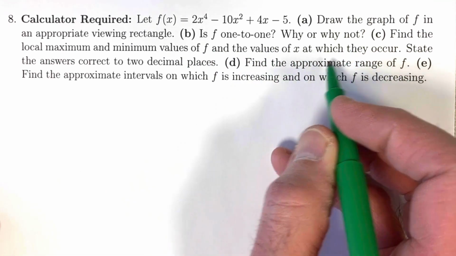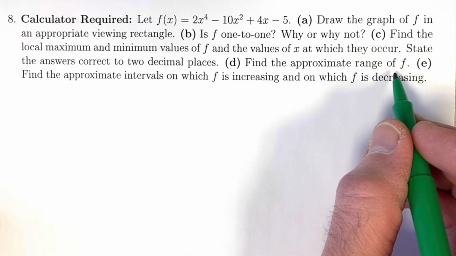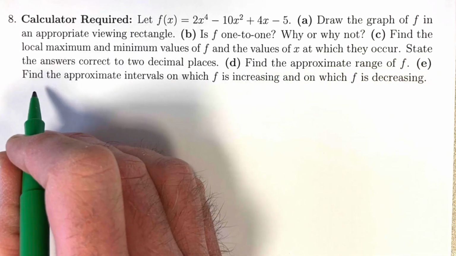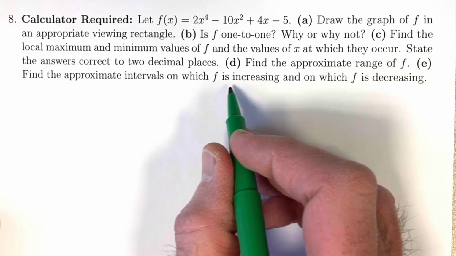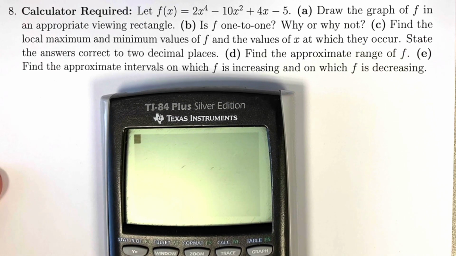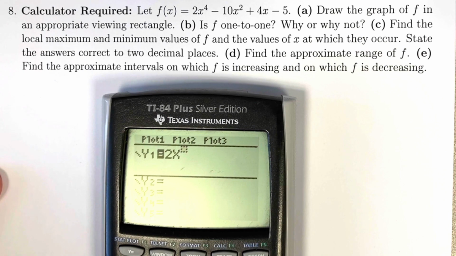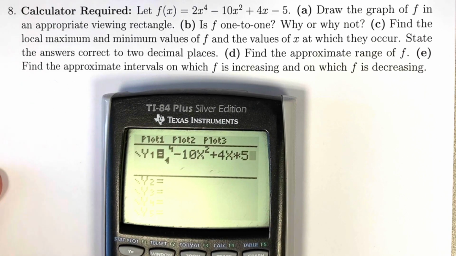We'll have to look at the graph and use graphing calculator features. D, find the approximate range of f. Yes, approximate, it won't be exact. E, find the approximate intervals on which f is increasing and decreasing. So we'll use our calculator right away. What should we pick for the window? That's hard to say, though we can use a little bit of guidance here. Let's just get the function in here first. 2x to the fourth minus 10x squared plus 4x minus 5. Oops, minus 5.